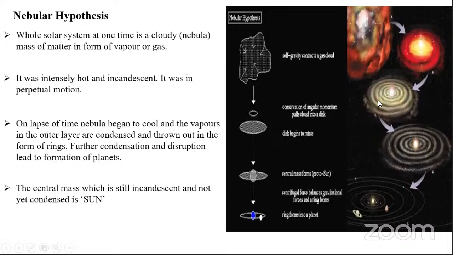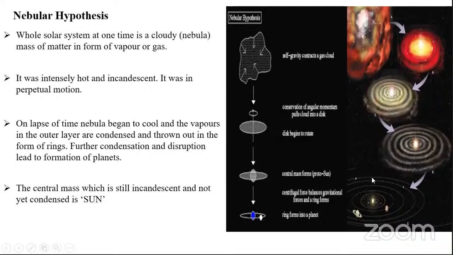What happened again? Day by day, years after years, it completely cooled, and finally we reached here. Even so, in the early stage the sun also was somewhat condensed, somewhat not that much. The central mass was still incandescent, not yet considered the sun in the early days of the formation of the solar system. So later on, what happened?